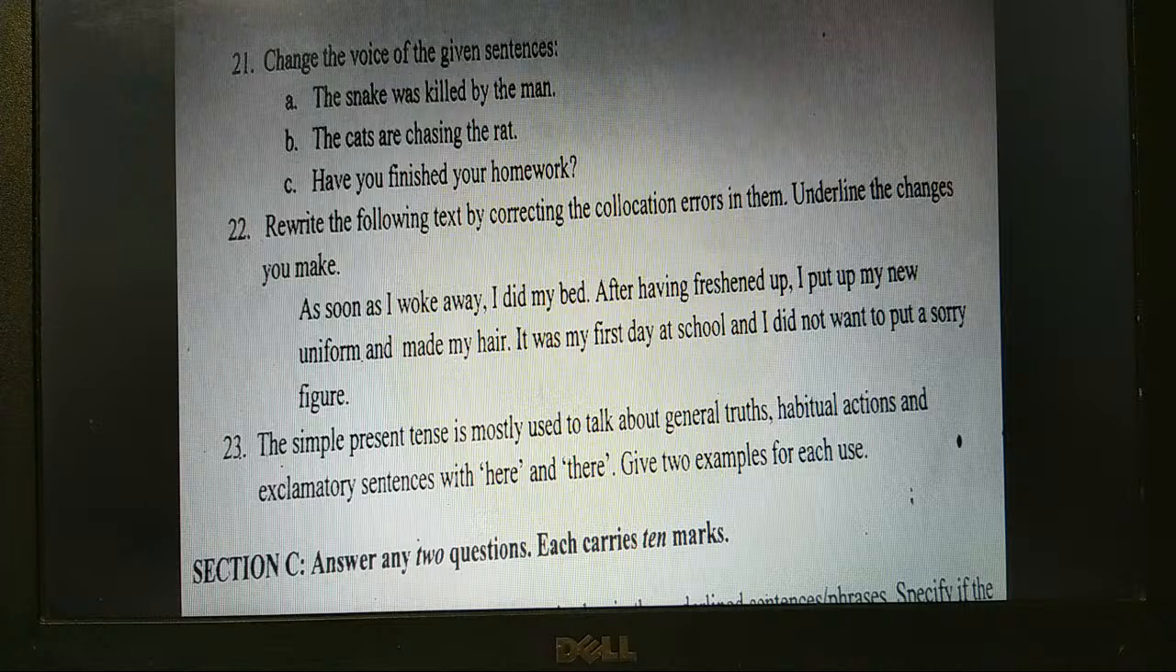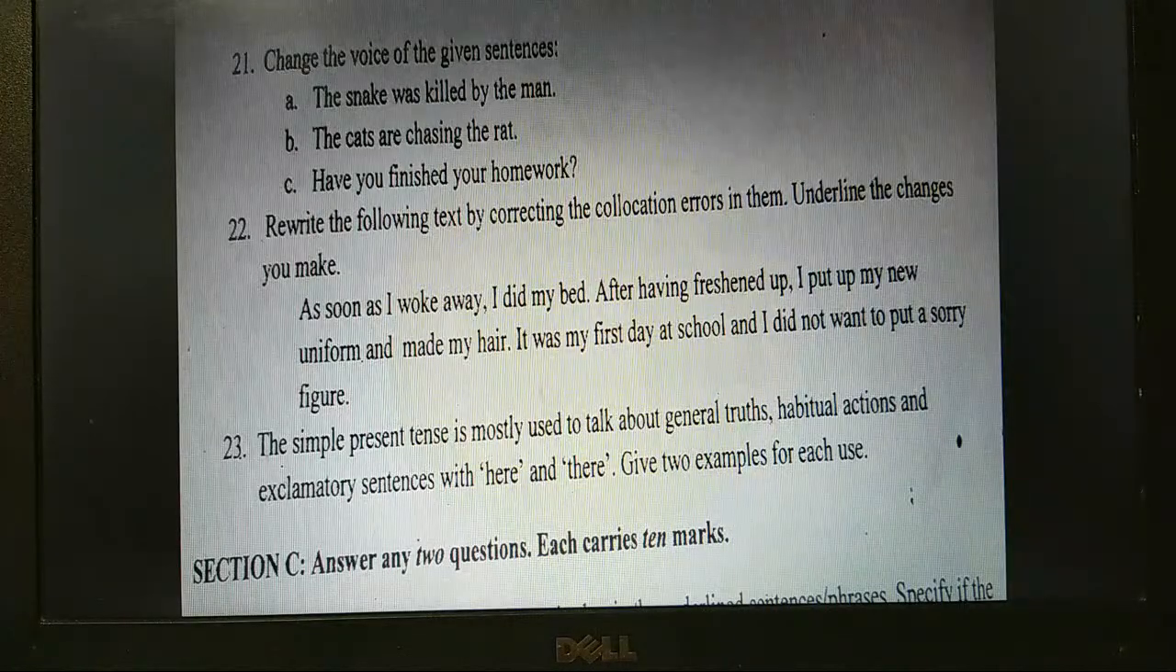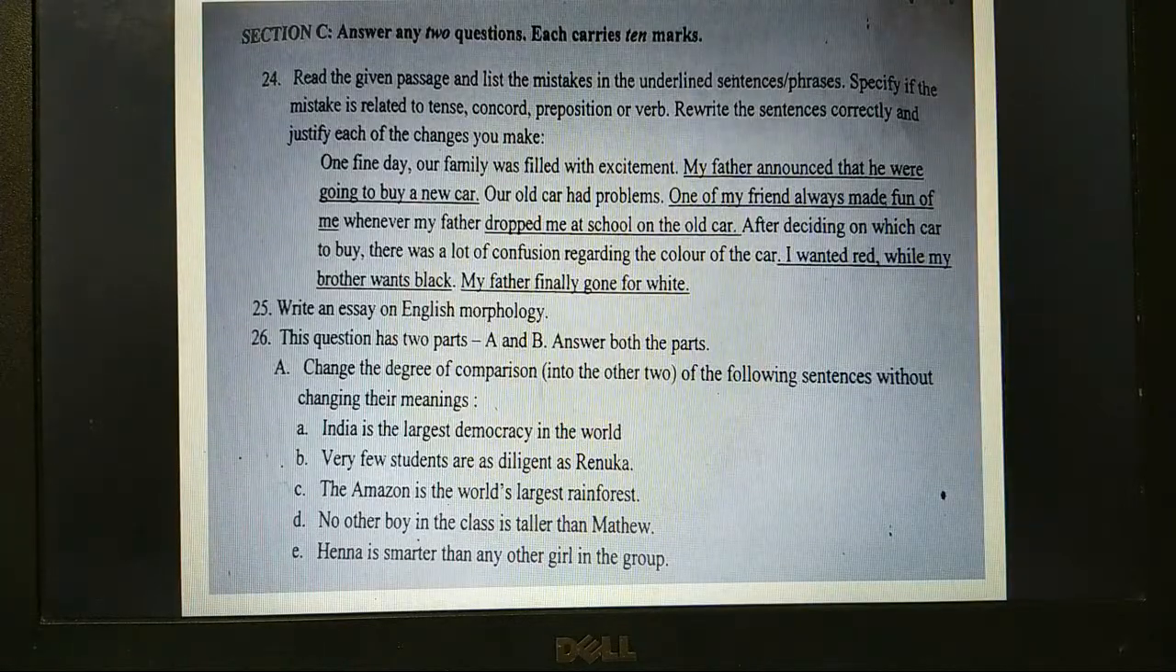Now we move on to the next question. That is question number 24, and this is in fact the essay kind of question. Each question carries 10 marks. Answer any two questions, each carrying 10 marks. So you have got to be very careful there.